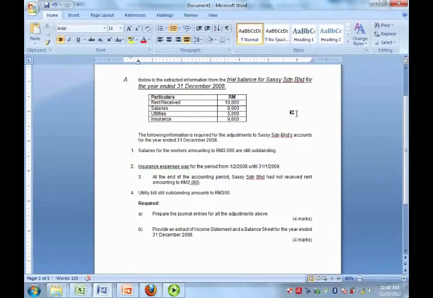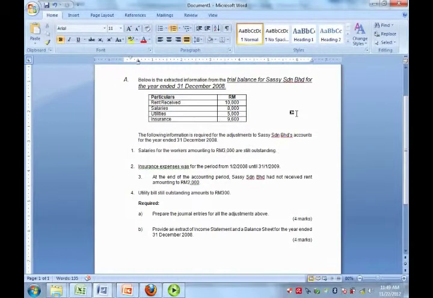So it is, right, below is the extracted information from the trial balance for Sesi Sdn Bhd. So the figures: rent received, salary, utilities and insurance. That is your trial balance. In your trial balance, 10,000 is for rent received, salary 8,000, utilities 5,000, insurance 9,600.